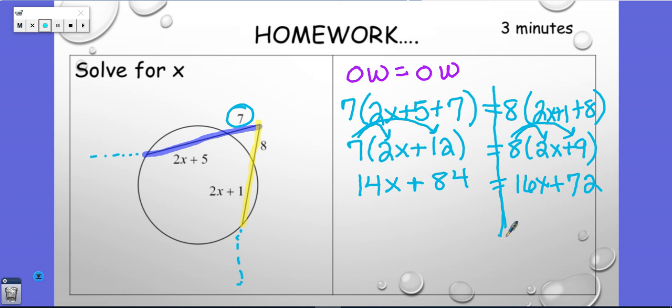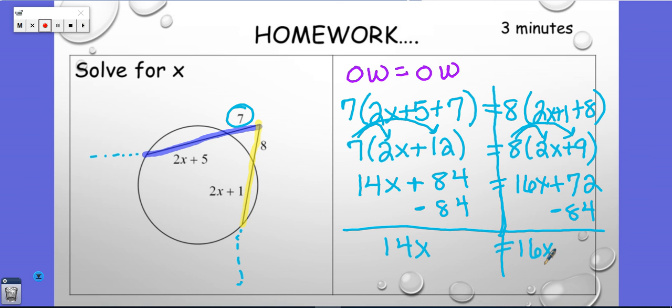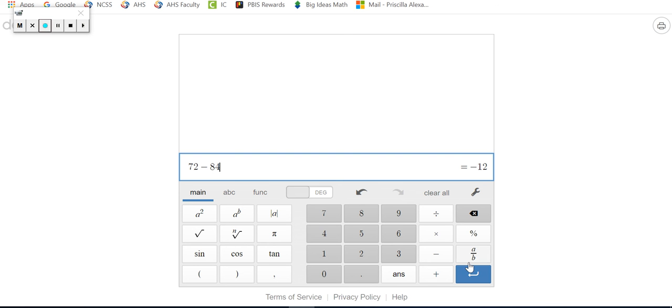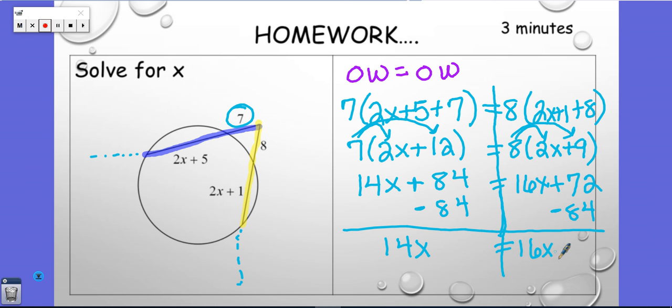So here we're back to what we know. Constants belong on the right, variables belong on the left. So this 84 is on the wrong side. So I'm going to go here. 14x equals 16x. I'm going to go grab the calculator. 72 minus 84. That's negative 12. And y'all, please use your calculator to help with your adding and subtracting of the integers.